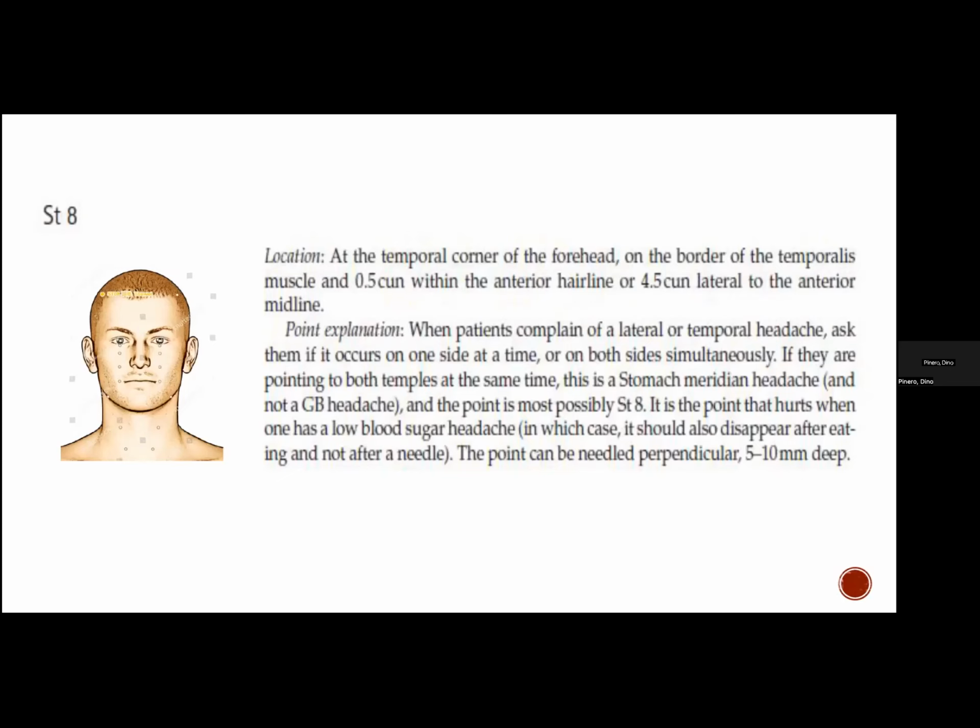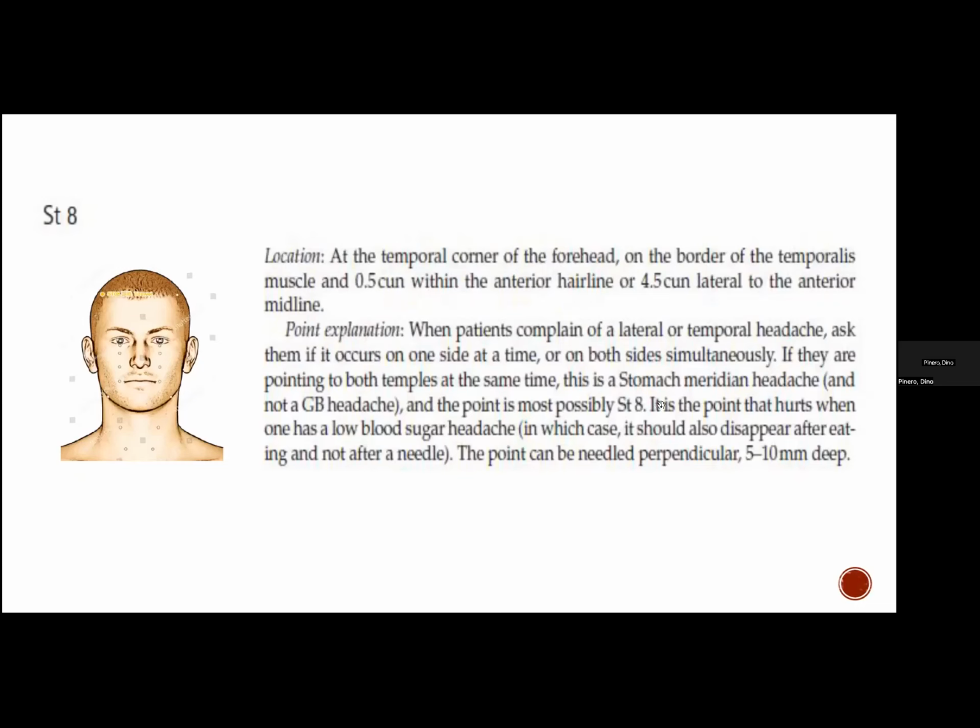Sa point explanation, when the patient complained of a lateral or temporal headache, ask them if it occurs on one side at a time or on both sides simultaneously. They are pointing to both temples at the same time. This is a stomach meridian headache and not GB headache. So the point is most possibly stomach ache. So tatanungin natin ang pasyente kung ang both temporal area is masakit.